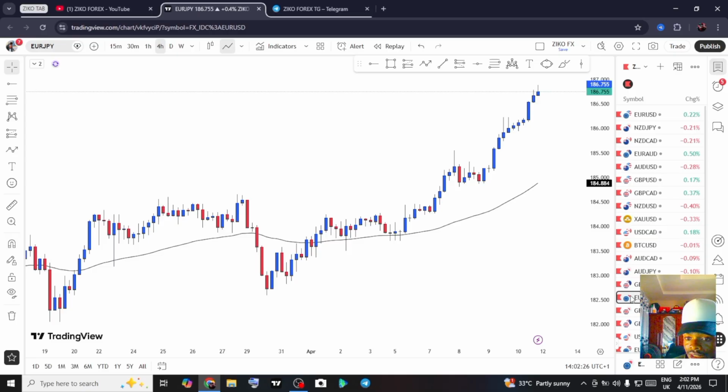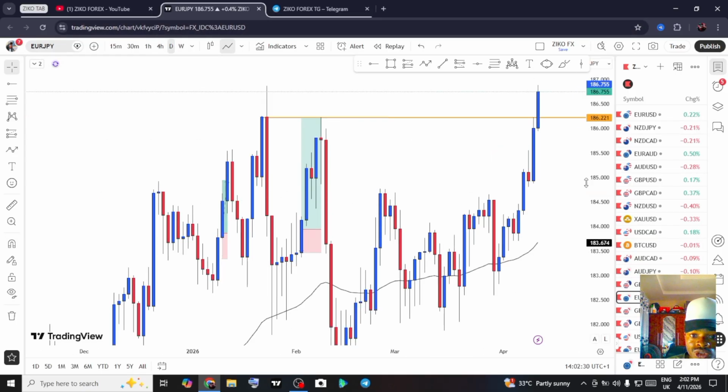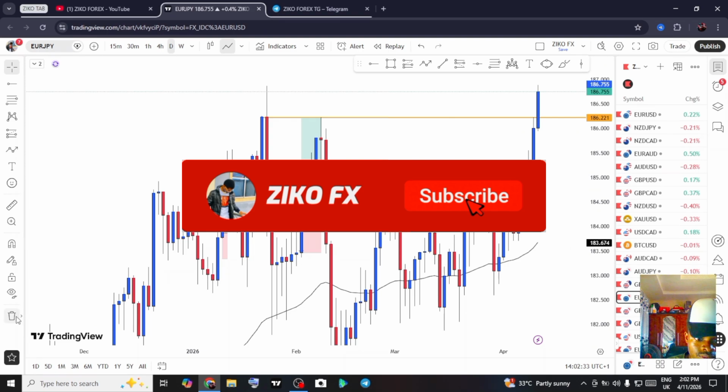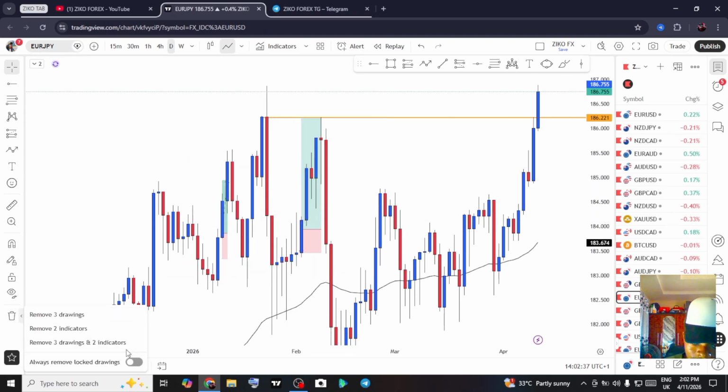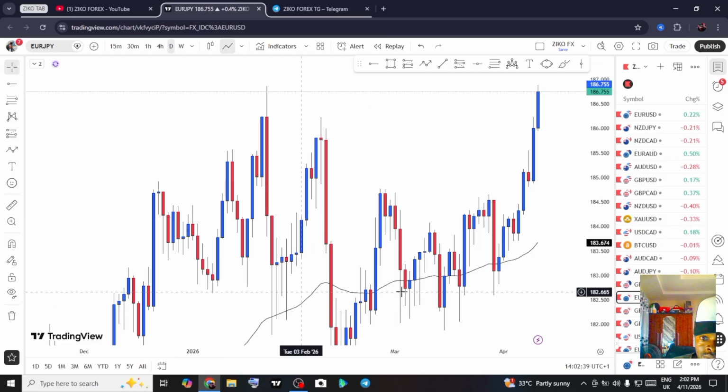So next pair, Euro JPY. You guys should ignore all these risk to reward ratio 2 on my chart. I was actually backtesting.